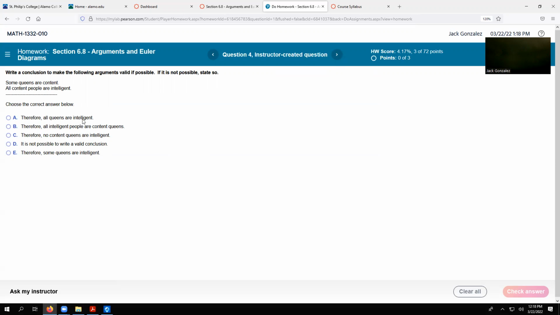Remember, what this is doing is going through arguments and statements, trying to see, using this information, what is the argument and does it make sense? C, therefore, no content queens are intelligent. Well, that sounds wrong too. D, it is not possible to write a valid conclusion. Sometimes that happens if they write something that makes no sense, like that Sam is a dog. I'm like, I don't know what to do with that. There's nothing we can do.